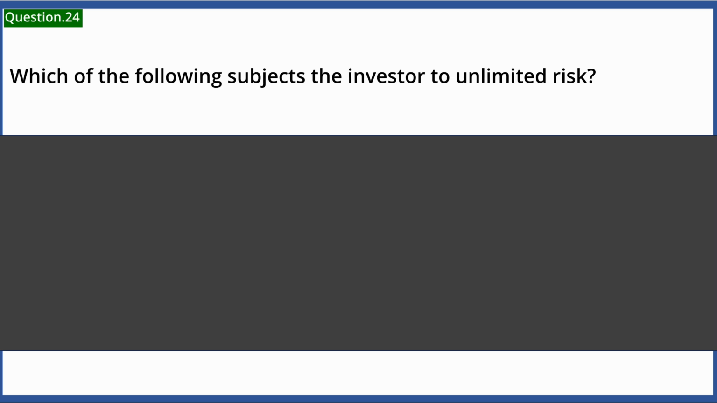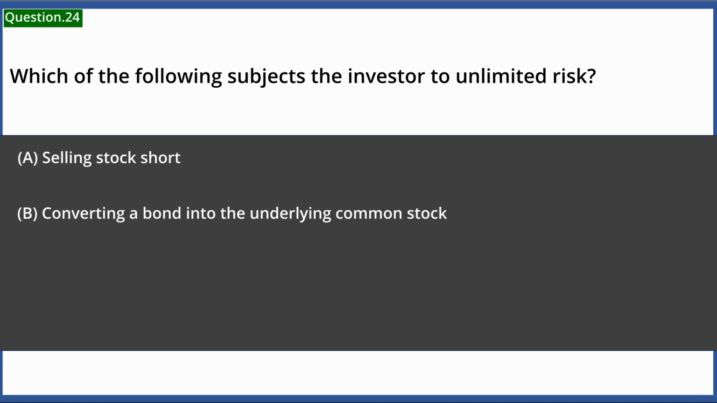Which of the following subjects the investor to unlimited risk? A. Selling stock short. B. Converting a bond into the underlying common stock. C. Purchase of a call. D. Selling a naked put. Answer A. Selling stock short.